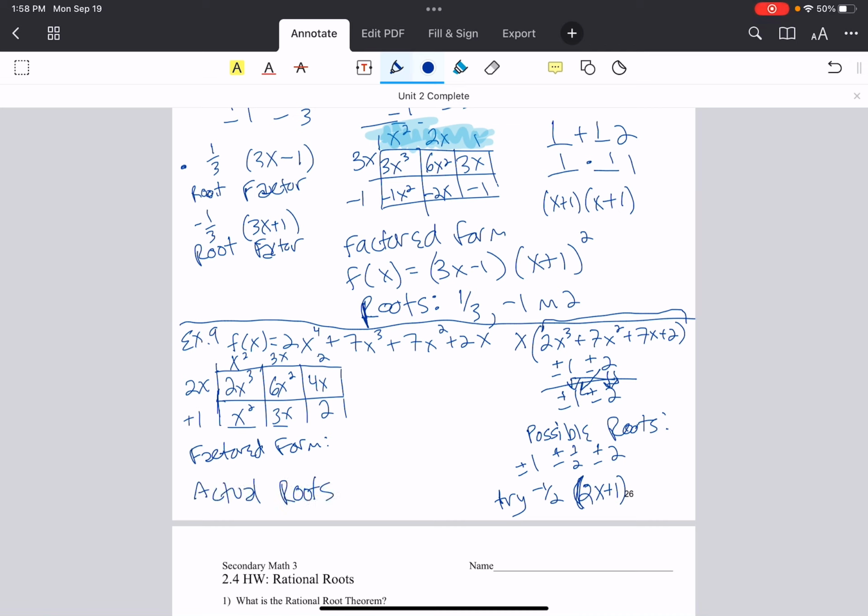Yes, the GCF goes out front. Good. All four factors should be represented in my factored form. That was a great question. Who asked it? I want to know. Good.